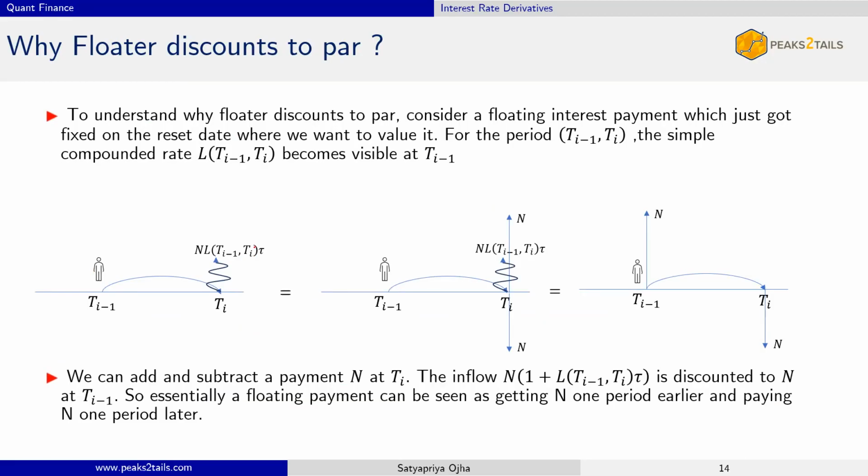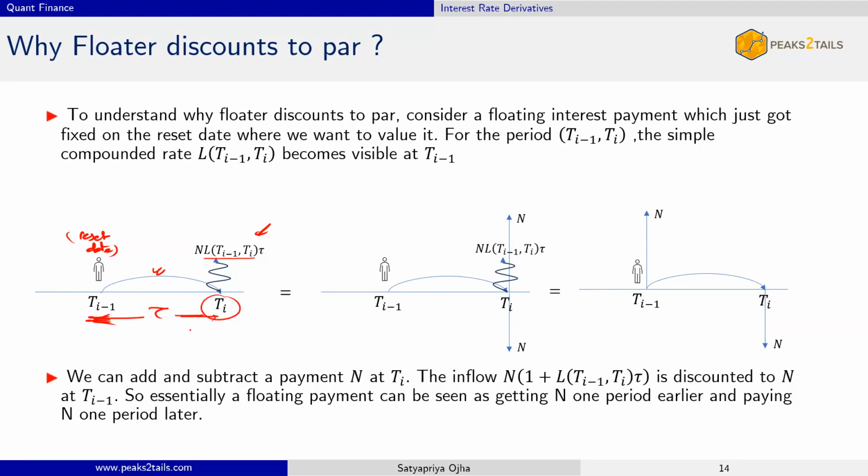To understand this, consider a single floating rate payment. You're standing here, at T_{i-1}. That's a reset date. Reset date means that this rate becomes known. This rate, which is L(T_{i-1}, T_i), the rate between T_{i-1} and T_i, becomes known on the reset date. So the floating payment that you are supposed to receive at T_i is given by notional times rate times year fraction tau. Tau is the distance between these two dates. Now this is known.